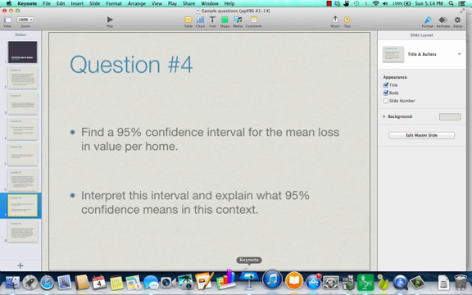Okay, so continuing with question 4, we're assuming that those assumptions and conditions have been met. So now, find a 95% confidence interval for the mean loss in value per home. Okay, so we want to do a 95% confidence interval for the mean loss in each home. Now, in order to do this, some of the things that we need to know from the problem. First of all, sample size was 36.